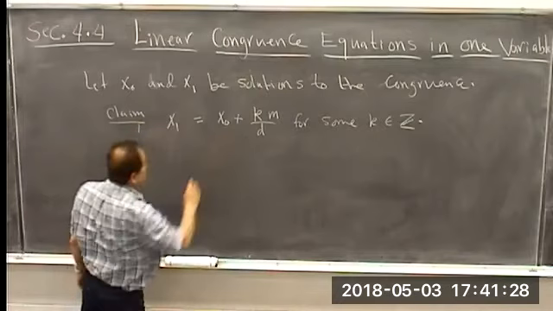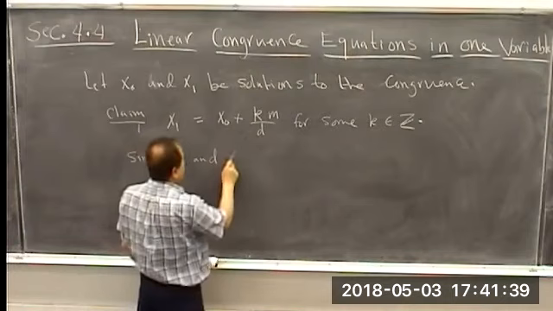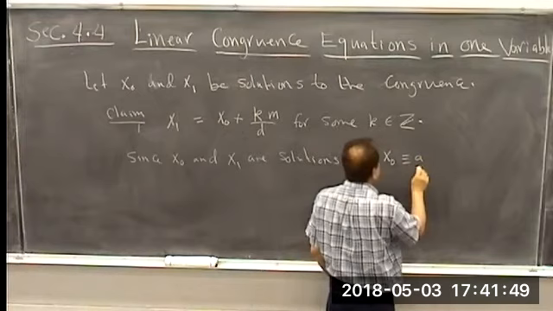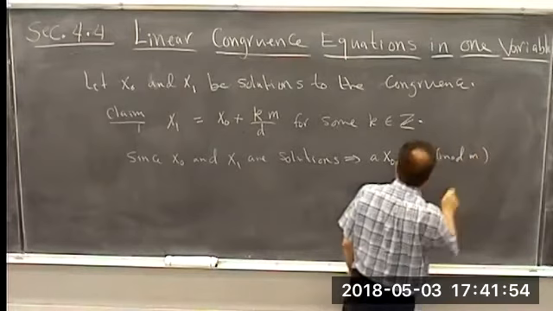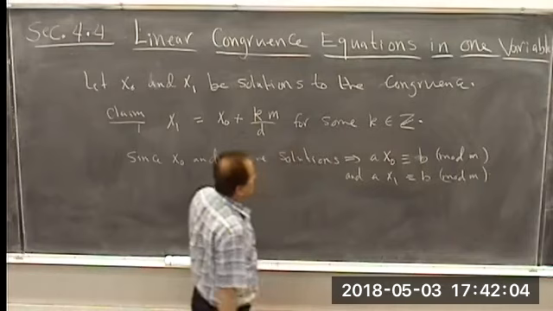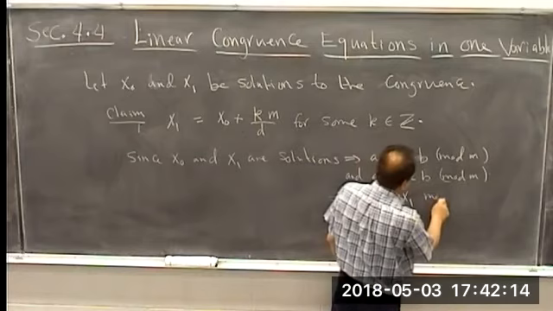Now, since x sub zero and x1 are solutions, and we're going to prove that claim, this implies they satisfy A x sub 0 is congruent to B mod M, and A x1 is congruent to B mod M. So together, this means that, now remember these are numerical values, A x sub zero is congruent to A x1 mod M.